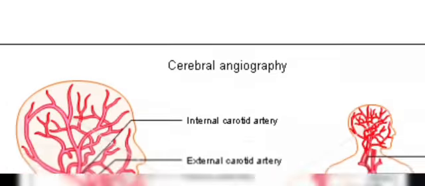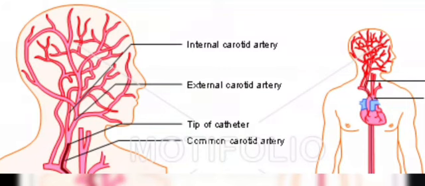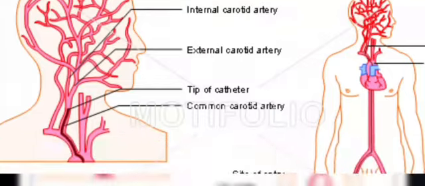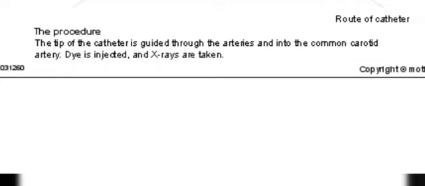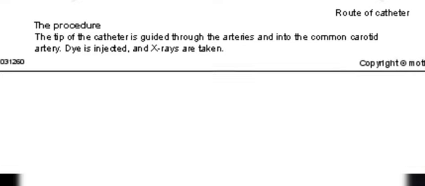So next we will look at cerebral angiography. First we can look at the internal carotid artery, external carotid artery, the tip of the catheter, the common carotid artery, and the site of entry of the catheter. The site of entry is where we insert the catheter. We use the femoral artery, which is in the groin, the upper thigh region. In the procedure, the tip of the catheter is guided through the arteries into the common carotid artery, and there we inject the dye, and X-ray images are taken continuously.